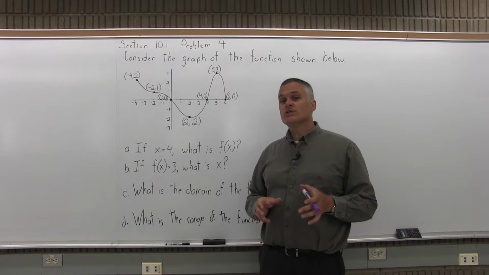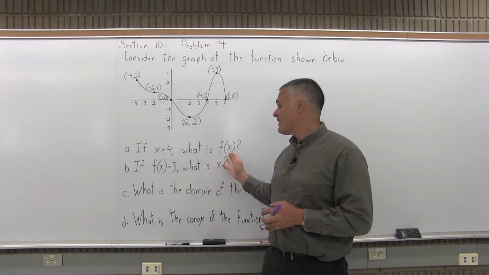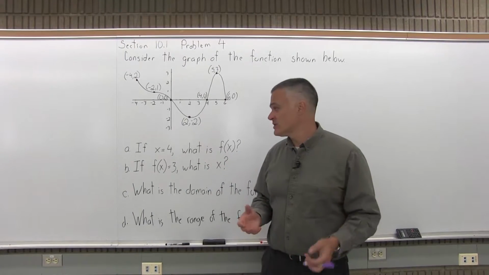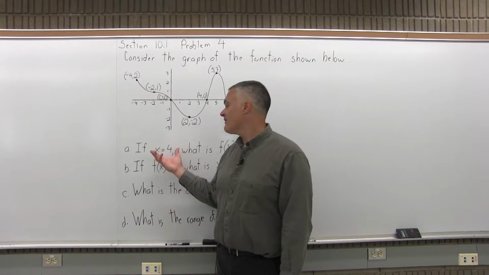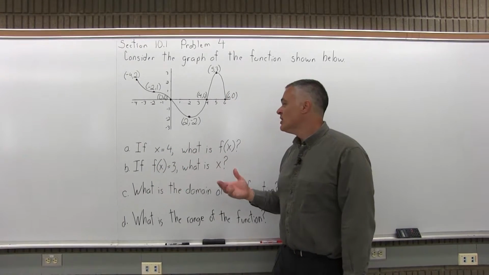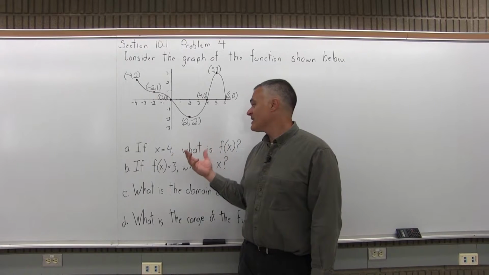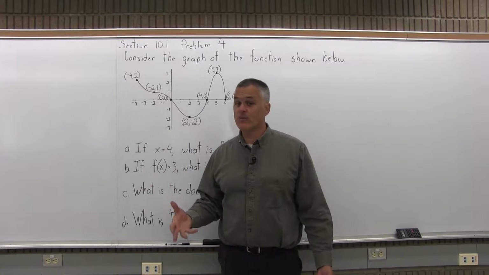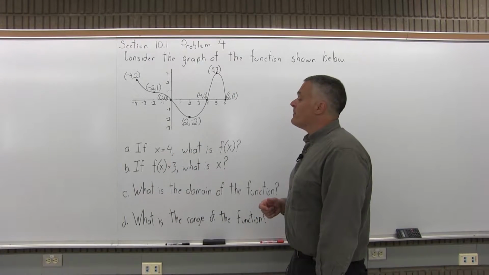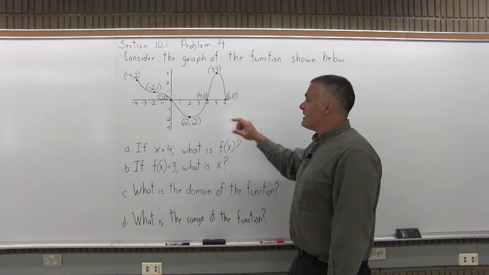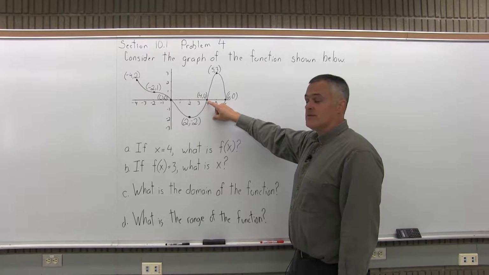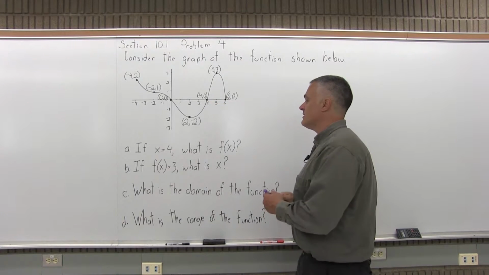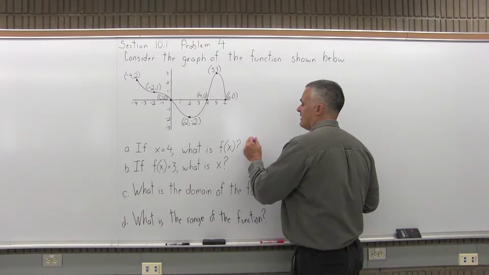When you deal with functions, it's good to remember that the terms f of x and y are always interchangeable. So instead of reading part A as if x is 4, what is f of x, you could read that as if x is 4, what is y? It's the same question. So if you look at the graph, there is a point 4, 0. It has an x-coordinate of 4 and a y-coordinate, or f of x coordinate, of 0. So the answer to part A is 0.